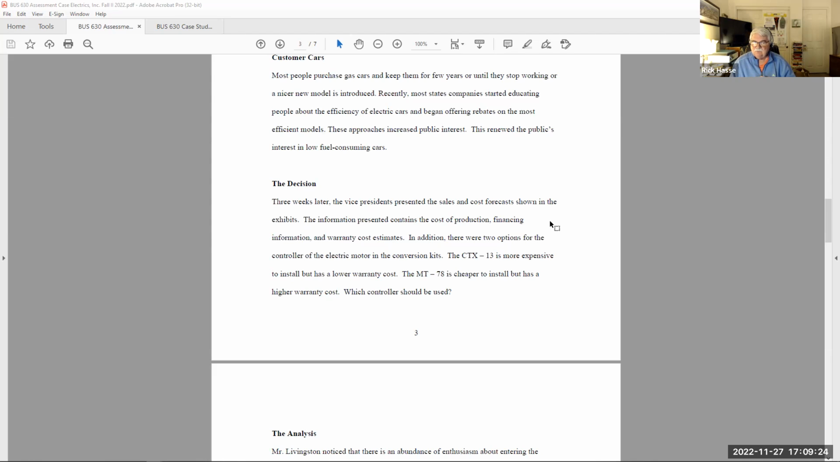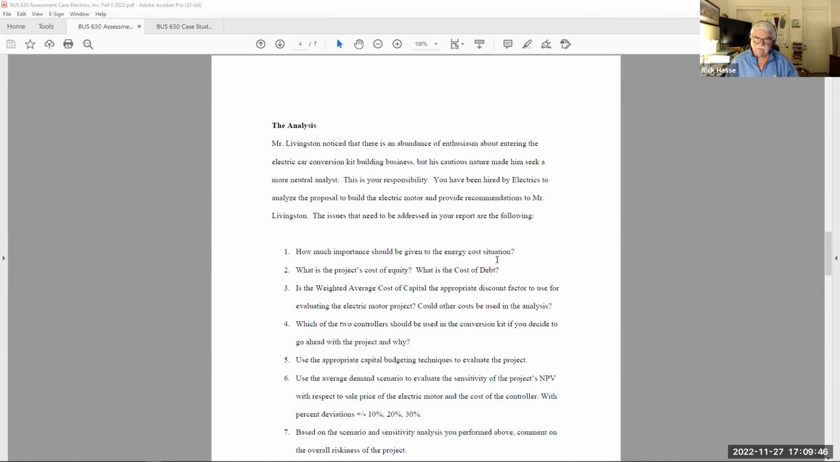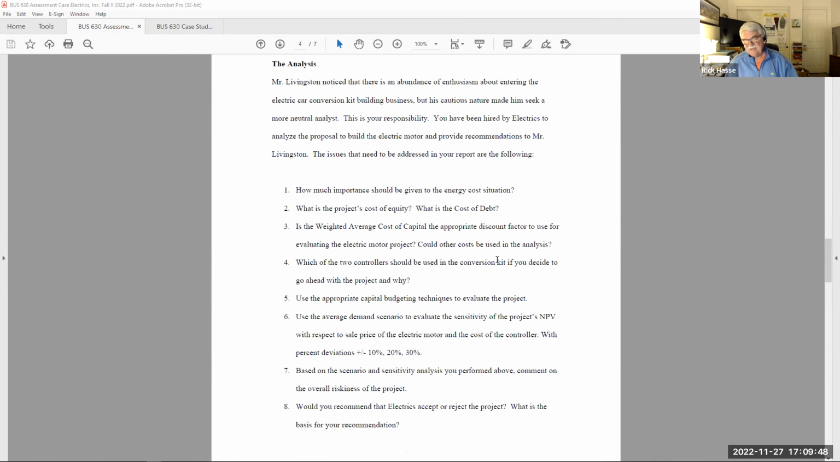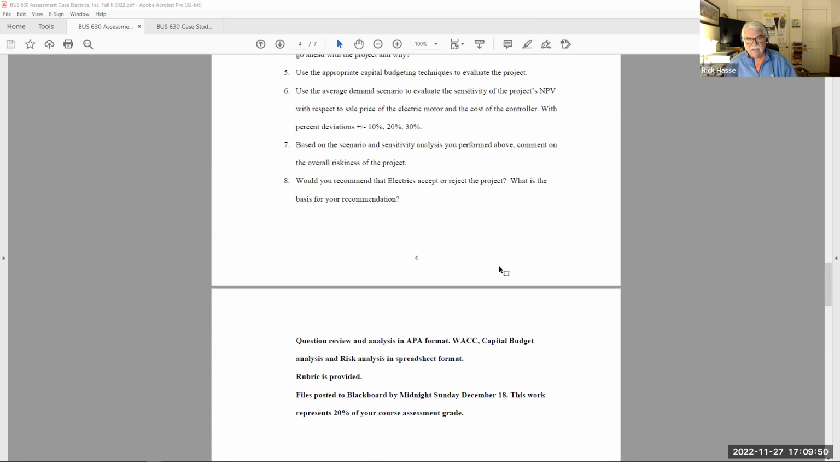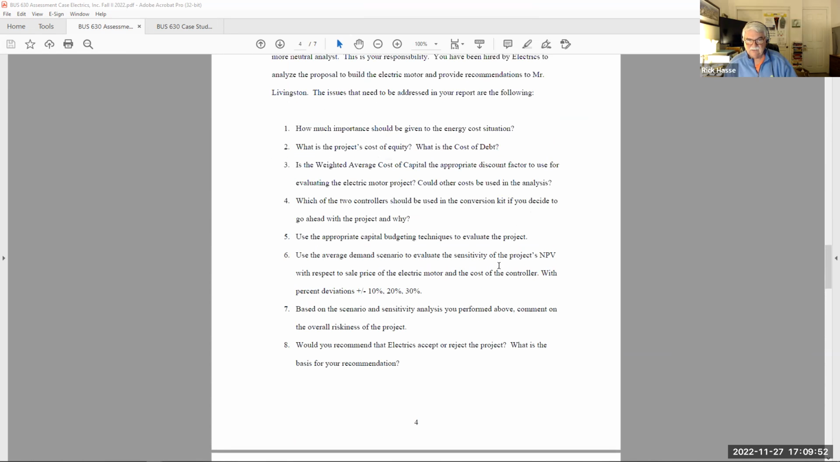Which of these motors in this conversion kit provides the greatest capital budget return for this company? And that's the conversion kit they will use. So you're going to be putting together two spreadsheets, or two capital budget analyses, of the CTX13 and the MT78. And here is the analysis. Your paper for this case is to answer these 8 questions involved in this case study.